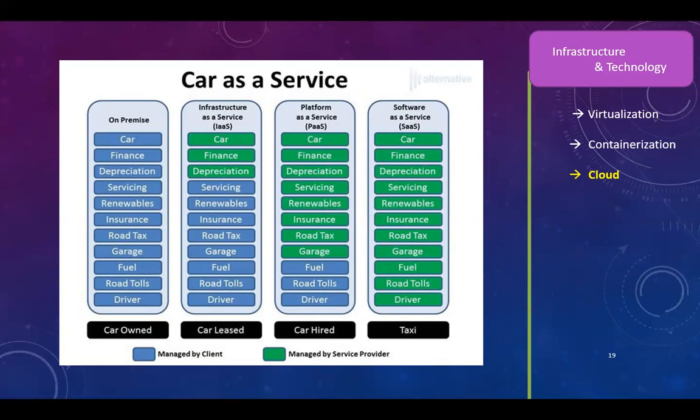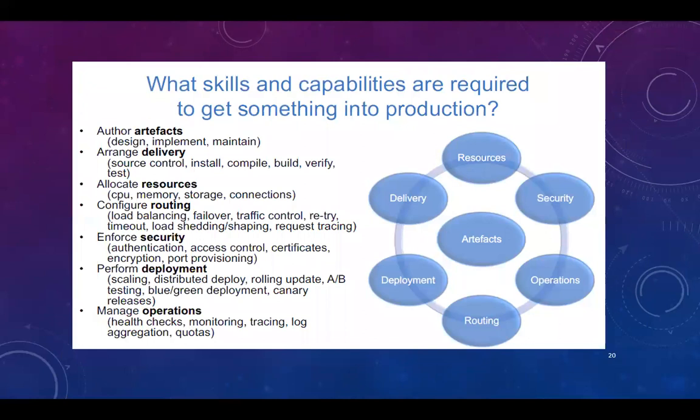This is why industry people are all interested in going towards software as a service, because you need not do anything. All you need to do is pay for whatever service you want and go ahead. In earlier days, if you were on-premises, you had to take care of not only the code you wanted to deploy, but also other things: resources, security, operations, routing, deployment, delivery. All these aspects have to be taken care of if it is on-premises.